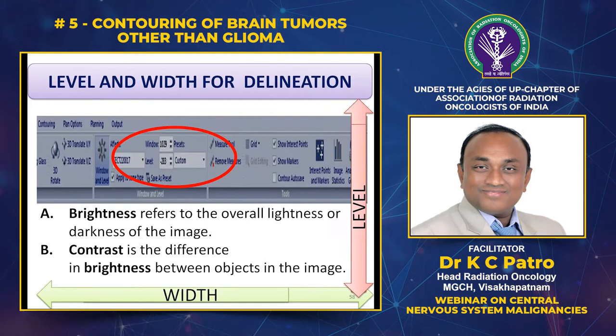Brightness refers to the overall lightness or darkness of the image. Contrast is the difference in brightness between the objects inside the image. Let's see. Even if you go to the Monaco system or a Varian system, you will find the window level and window width. If you drag your mouse vertically, brightness will change, and if you drag your mouse horizontally, the contrast will change.